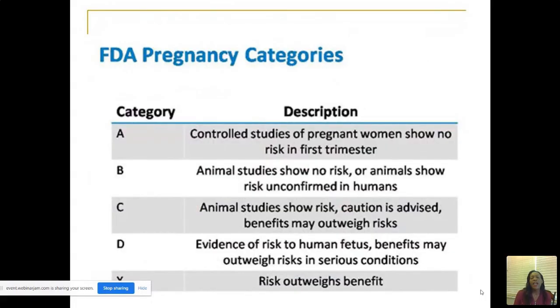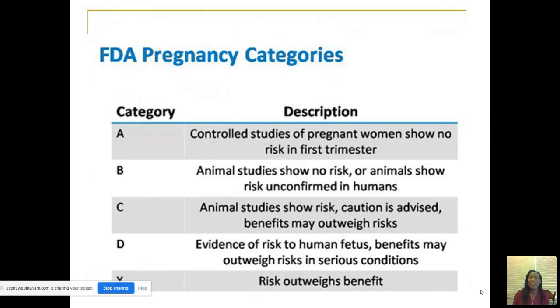So here, class A has no risk to the unborn child. That would be like Tylenol, Colace, right? Not a problem. Whereas if you go down to a class D category like lithium, there is evidence that this crosses the placenta and affects the baby. So pay attention to drug pregnancy category drugs.